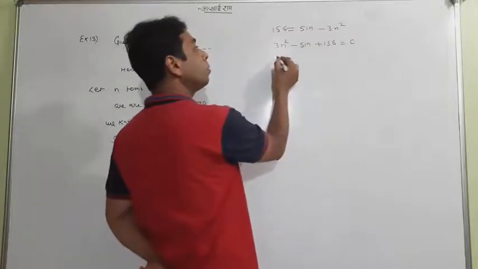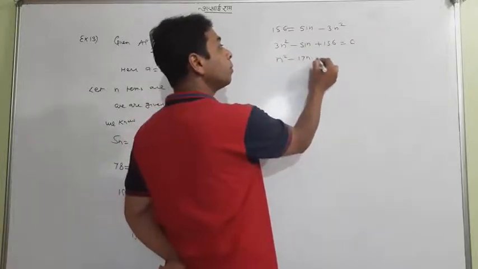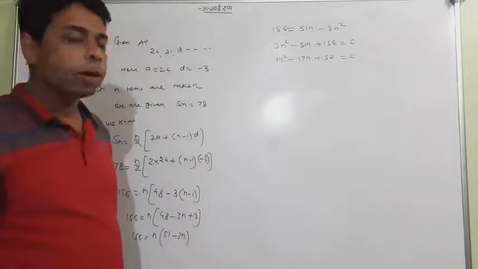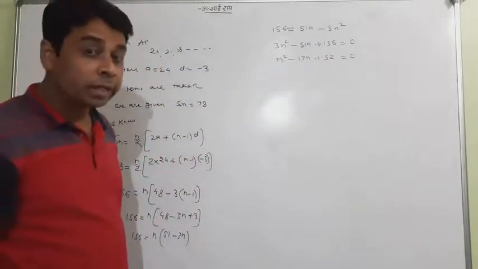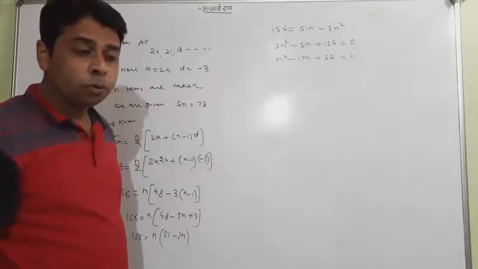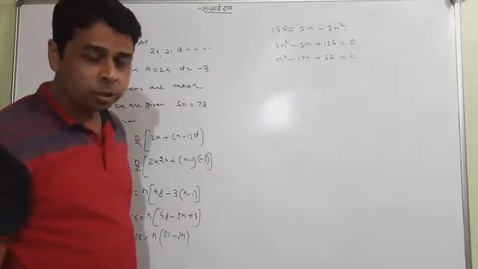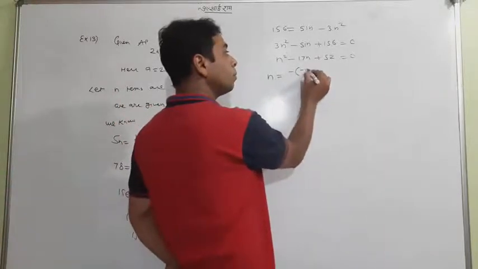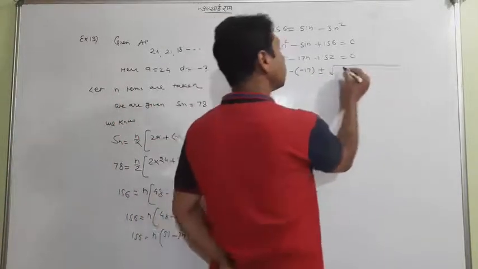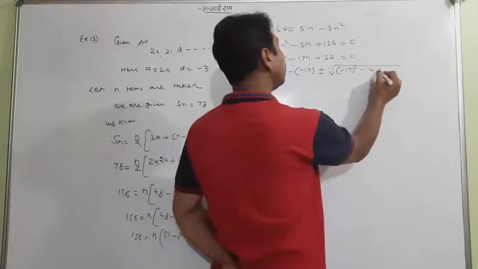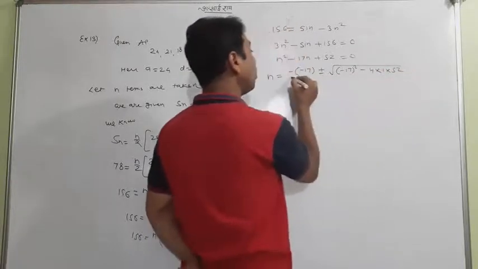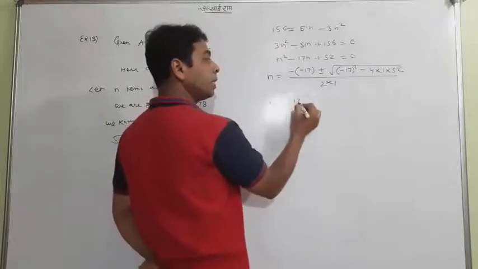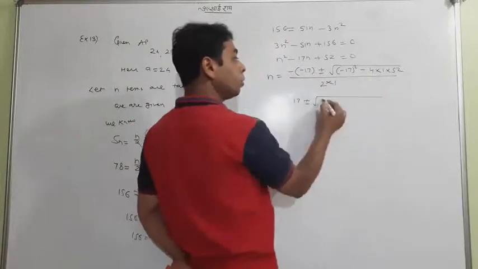Divide by 3. You have got a quadratic equation in n, so you can use the formula method, I think it is better. n equals minus b plus minus square root of b square minus 4ac upon 2a. 17 plus minus square root of 289.